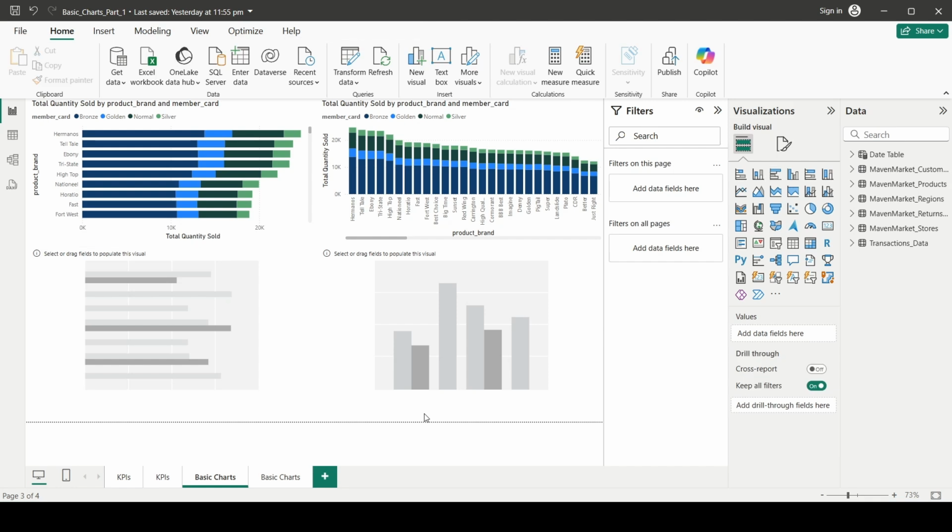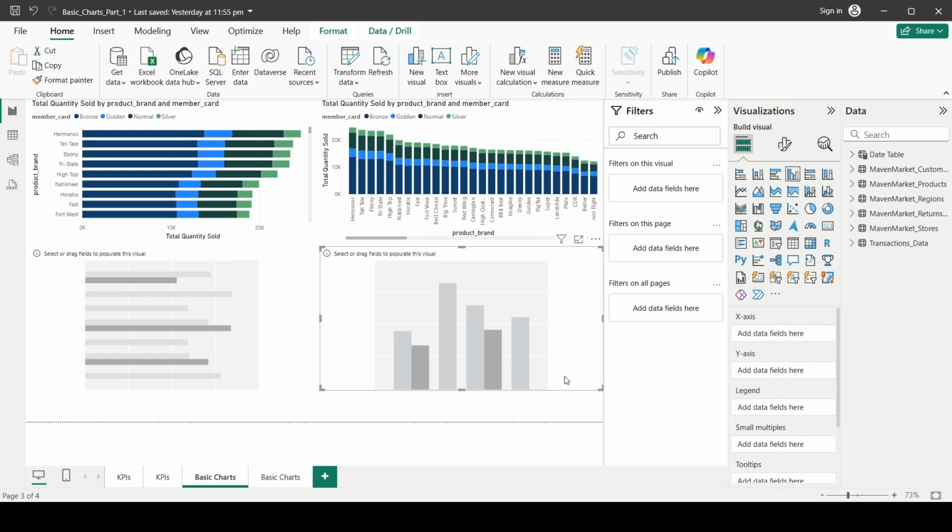The difference also lies in terms of axis. In a clustered column chart, the x-axis represents categories like sales district, etc. The y-axis represents the total value like total quantity sold, etc. Whereas in a clustered bar chart, the y-axis represents the category like sales district, etc. and the x-axis represents the total value like total quantity sold, etc.